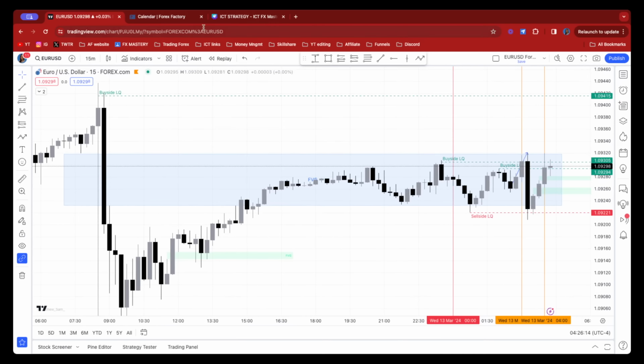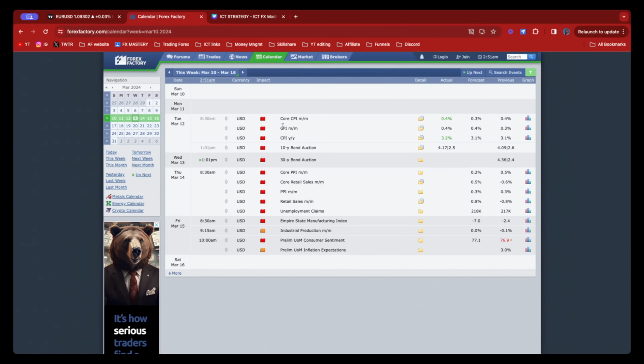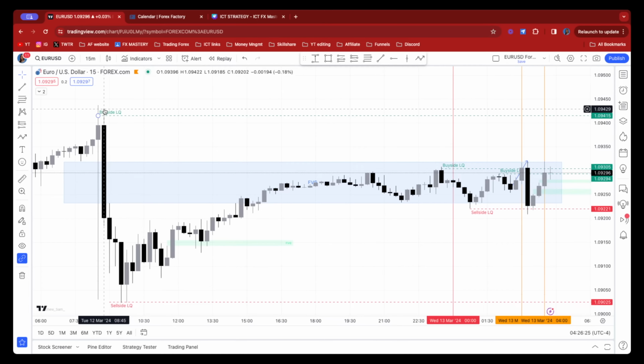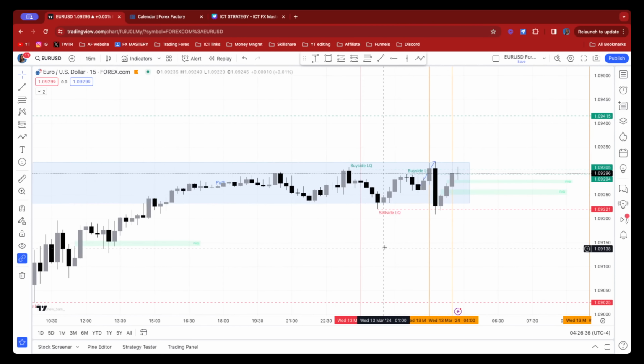These were news. This was, if I'm not wrong, core CPI month over month at 8:30 a.m. in the morning. And this is exactly it, 8:30 a.m. There is this huge candle, huge volatility. Look at this wick forming this buy side liquidity level. And then the price went lower, formed the fair value gap, retraced back into the fair value gap. And this is where we are still today, so inside this fair value gap area.